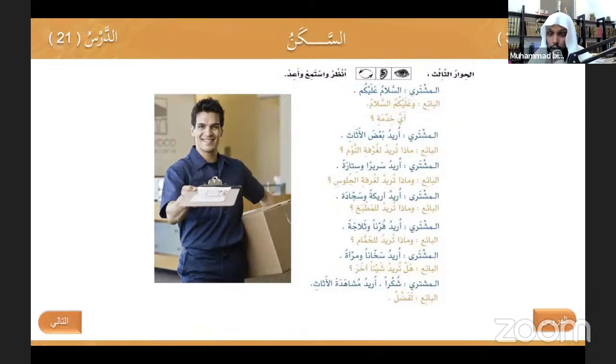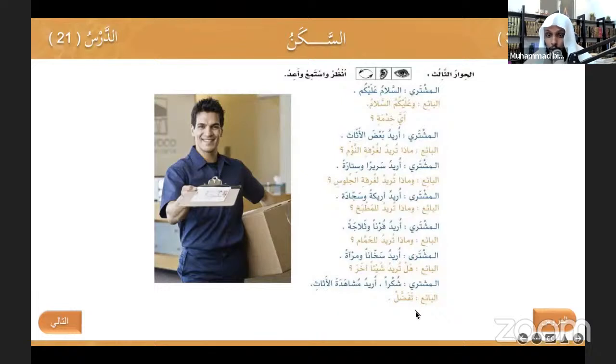أريد أريكة وسجادة. ماذا تريد للمطبخ, مطبخ means kitchen. أريد فرنا وثلاجة. I'm not going to translate the whole dialogue. Just quickly scanning if there's something new. No, there isn't. These are the new things. Okay, so بعض is a function word, a word that's used a lot, so remember it. Lam means for, and we mentioned ماذا for using for verbs. Okay, شكرا, thank you. أريد مشاهدة الأثاث.